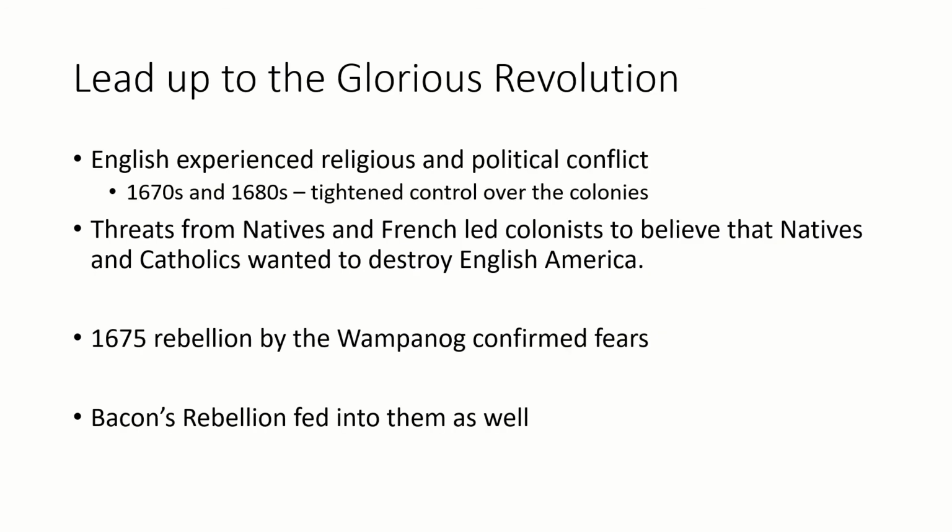Okay. So, in the decades before the Glorious Revolution, the English colonists had religious and political conflict. In the 1670s and early 80s, King Charles II had tightened English control over North America and the West Indies. He created new colonies and put in the Navigation Acts. He established a new executive council called the Lords of Trade and Plantations. These imperial officials attempted to curb the colonists' autonomy.